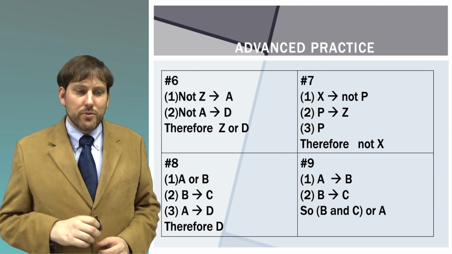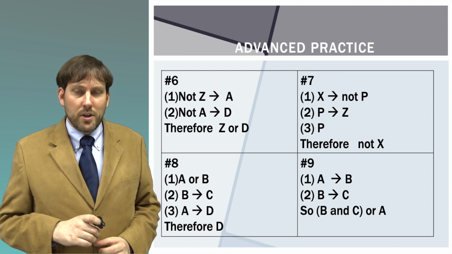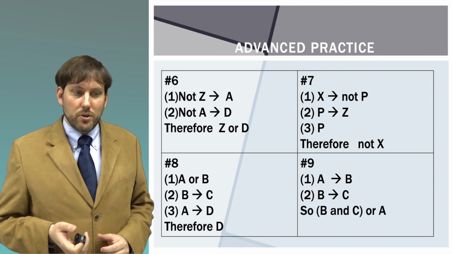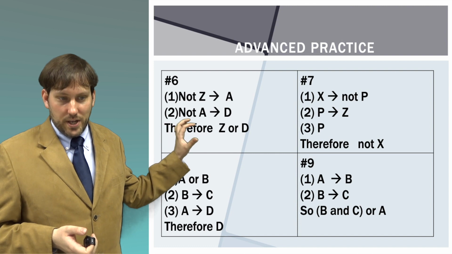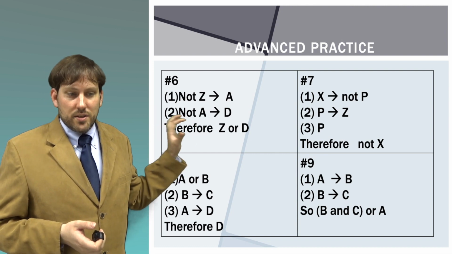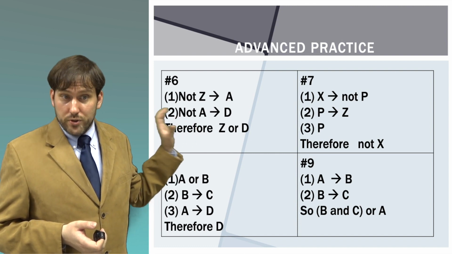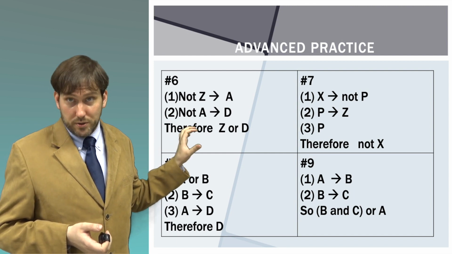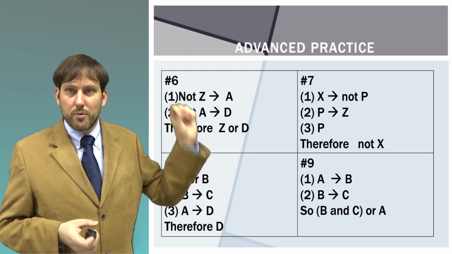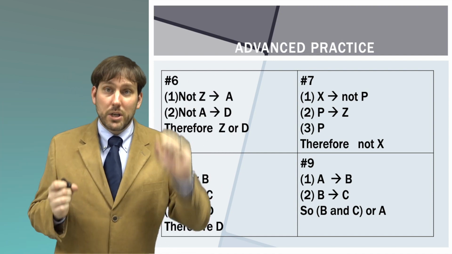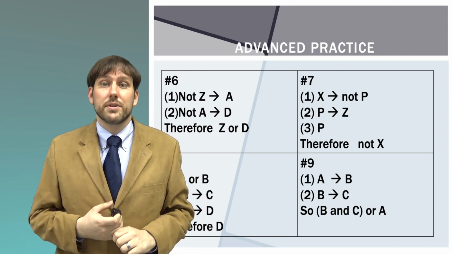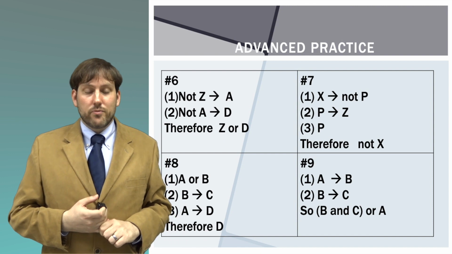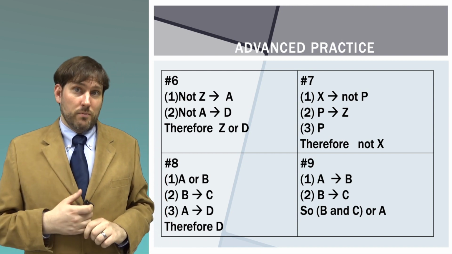Now, if both Z and D are false, this tells us something. So if we're looking at not Z implies A, we know that Z is false. Not Z, therefore, is true. This means to make this premise true, A must also be true. Because otherwise we'd have T implies F, and that's F. So we need T implies T in order to get this to work. Once we have true implies true, we know that A is true.